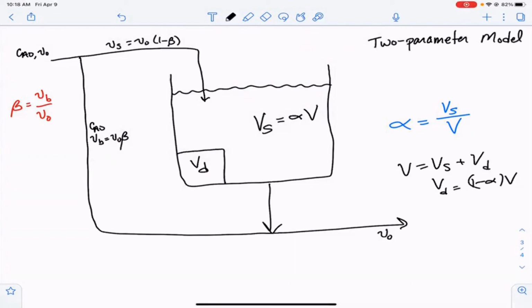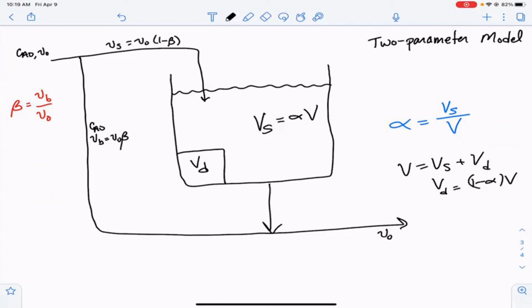And normally what you would do is you would do a tracer experiment and you would determine alpha and beta. And in the next lecture, we are going to do that. So we'll solve an example just like this, and then we'll solve an example where we have experimental data and we have to determine alpha and beta.